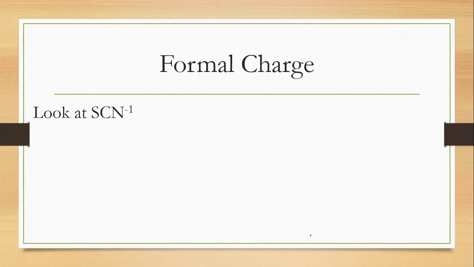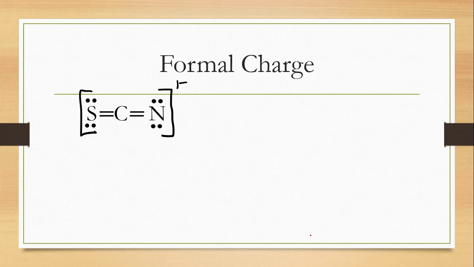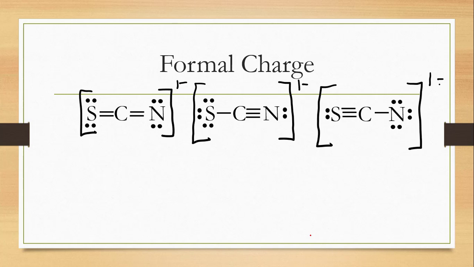I'm going to have you do one for the thiocyanate ion. I'm now going to have you draw the possible Lewis diagrams. I will give you that, and there happen to be 3: 2 double bonds to the sulfur, 2 double bonds to the nitrogen; single bond to the sulfur, triple to the nitrogen; and a triple bond to the sulfur, and a single to the nitrogen. I want you to figure out which one you think is the most valid form, then come back and we'll walk through it. Go.